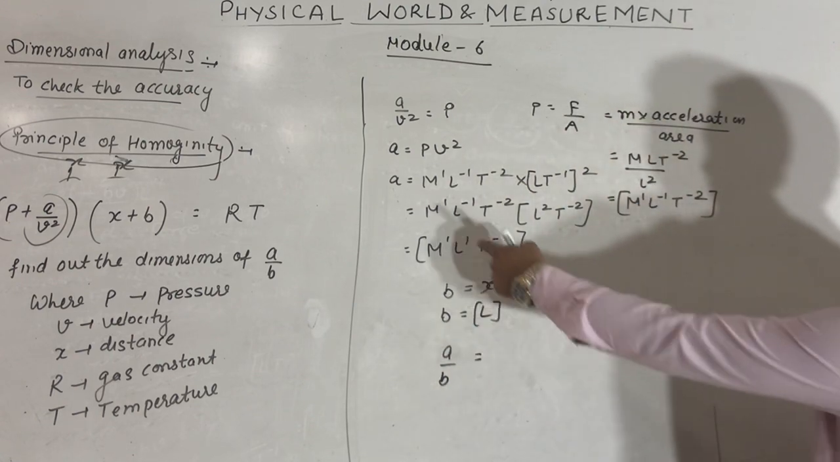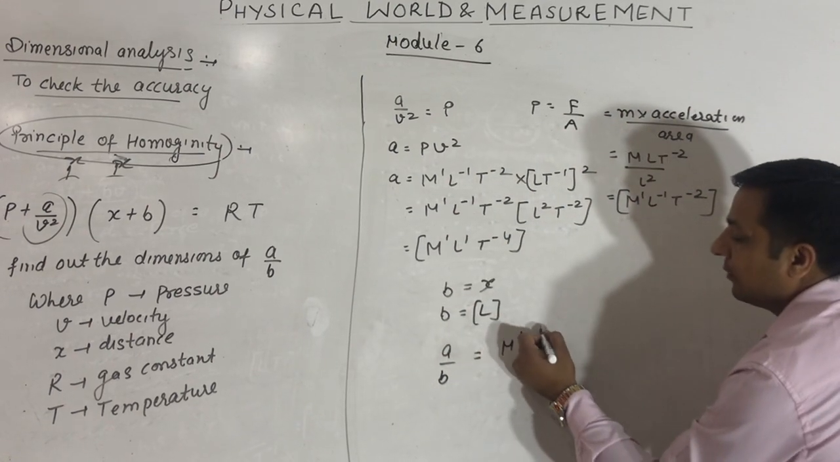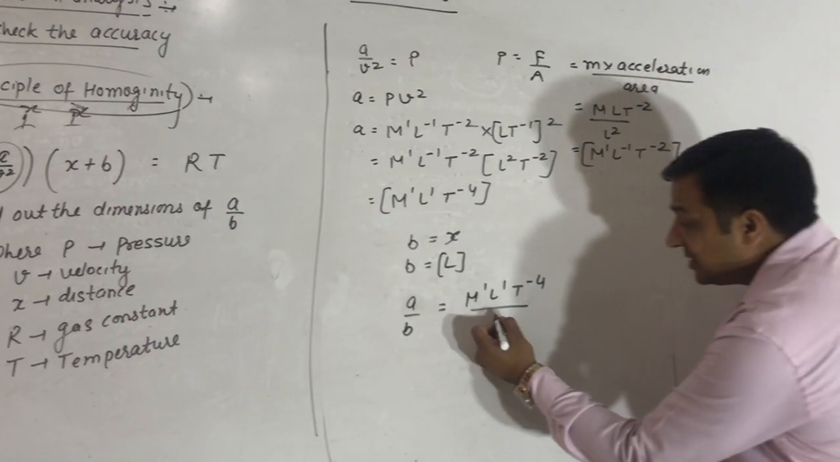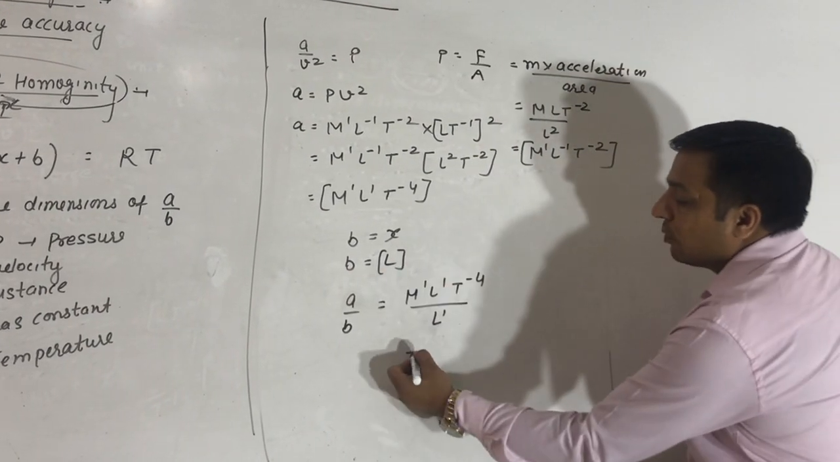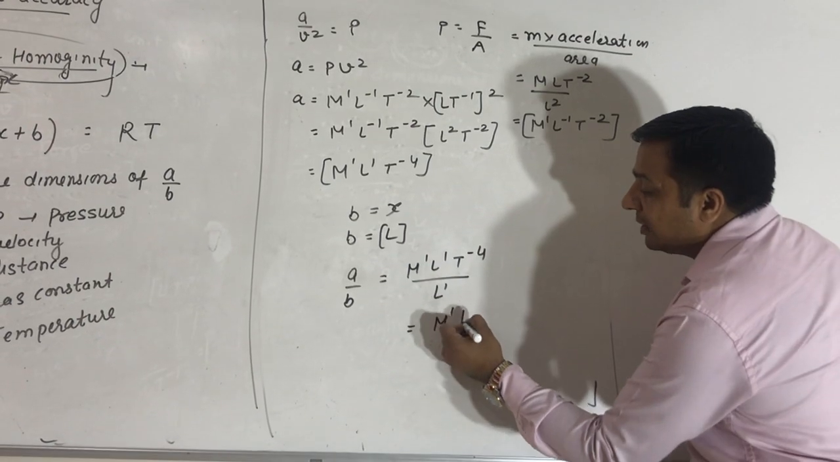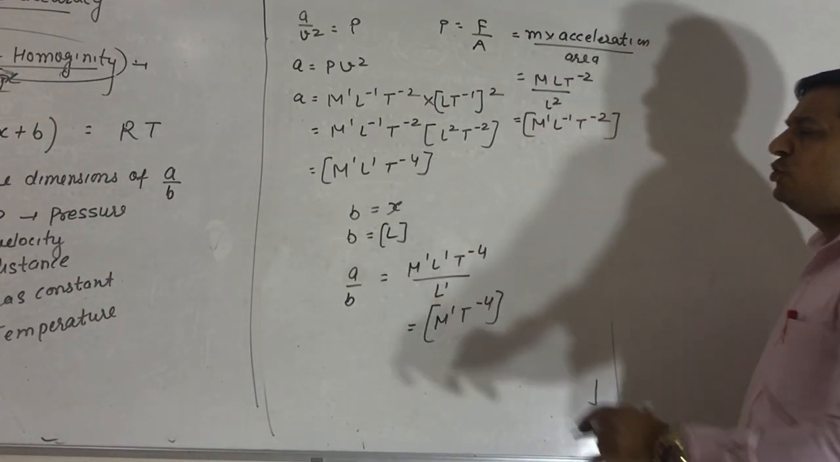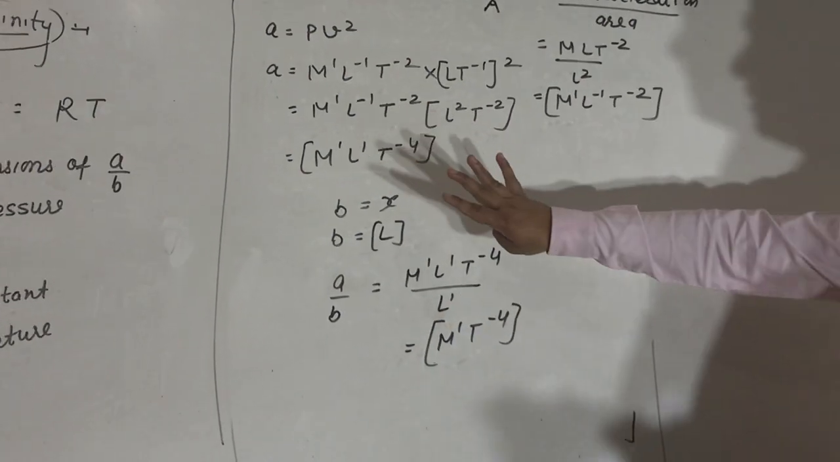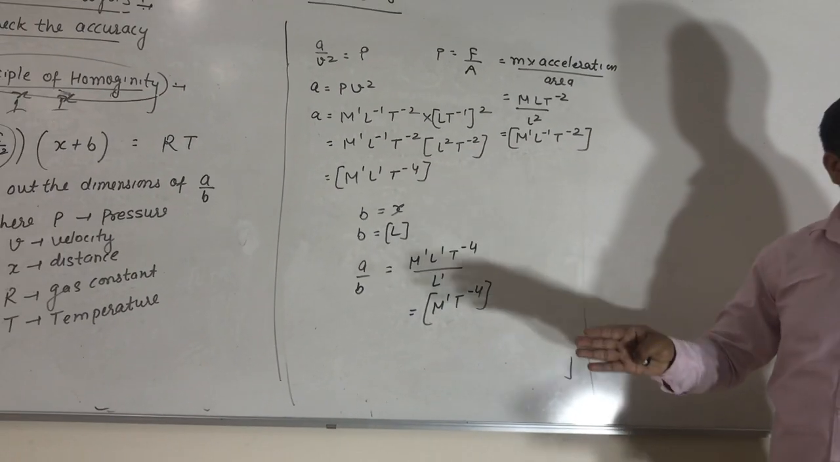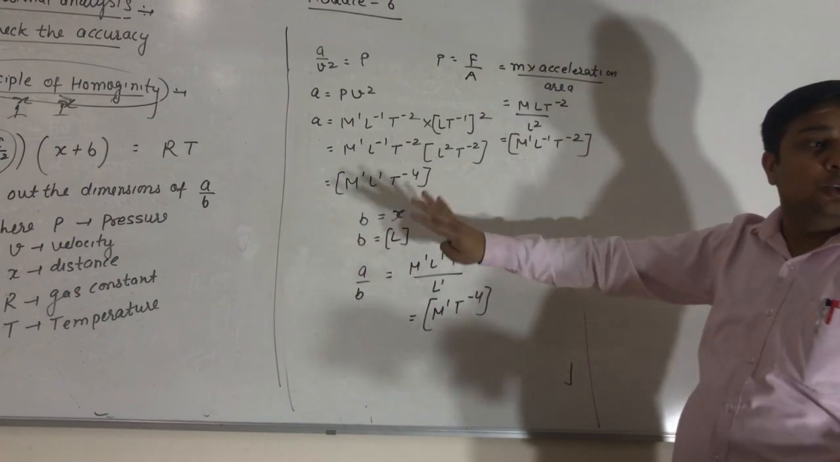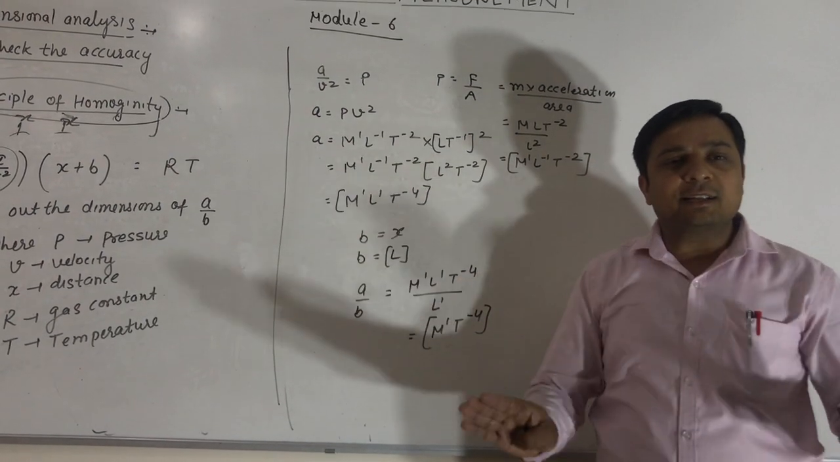A is M1 L1 T minus 4, and B is L. L is cancelled from L, so that is equal to M1 T minus 4. So with this method, you can find out any question, principle of homogeneity, and there are a lot of equations in physics. With this method, you can check the formula.